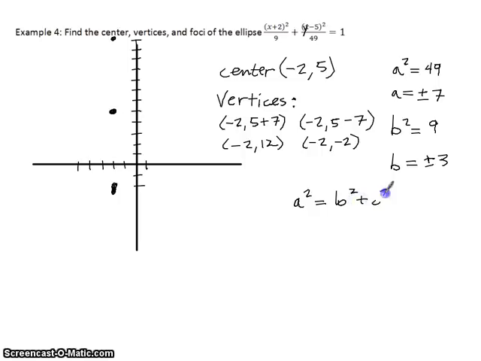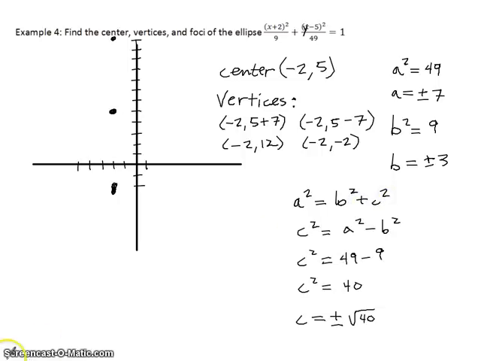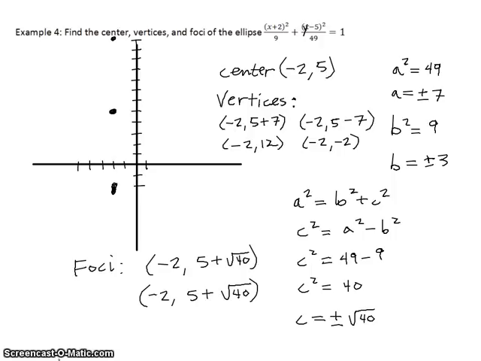Let's go ahead and find the focus points. To find the focus points, we need the c value. So I found that c gives us plus and minus the square root of 40. So I'm going to have to add the square root of 40 and subtract the square root of 40 onto the k value of the vertex. Okay, so what does that mean? 5 plus the square root of 40, and 5 minus the square root of 40.